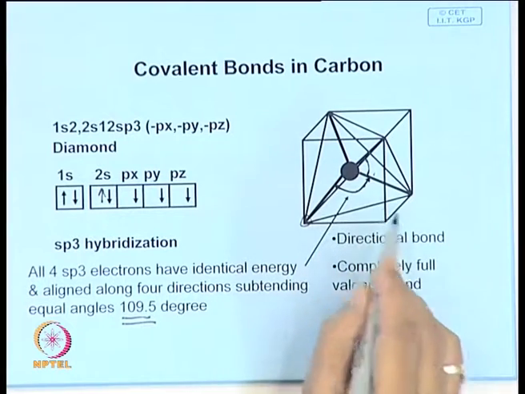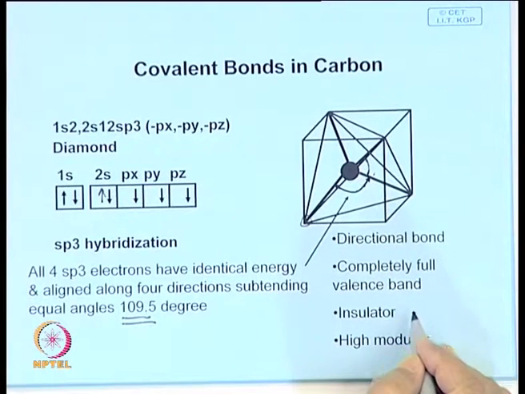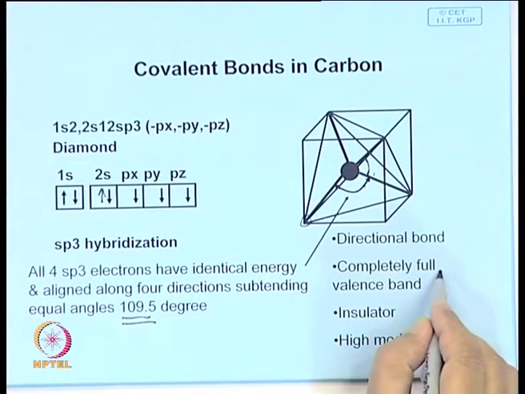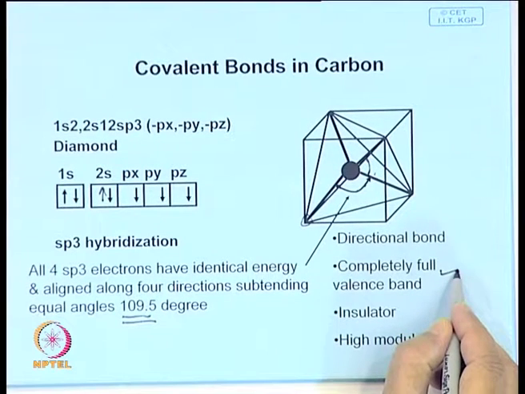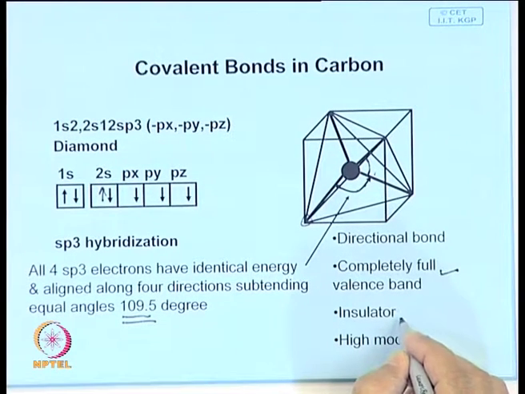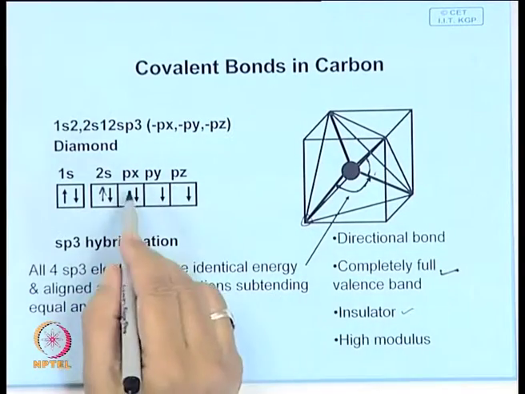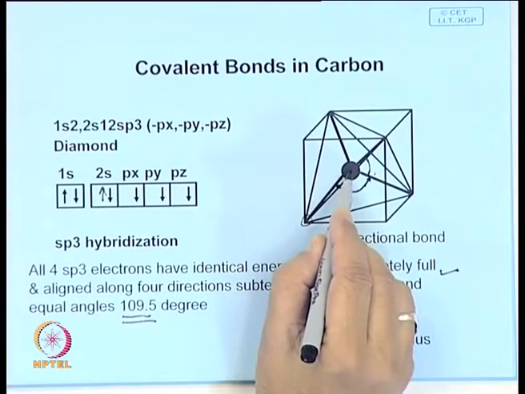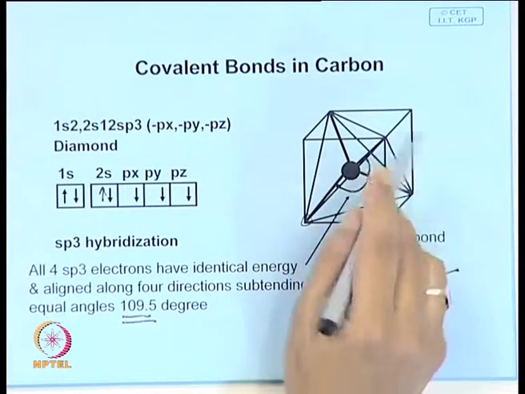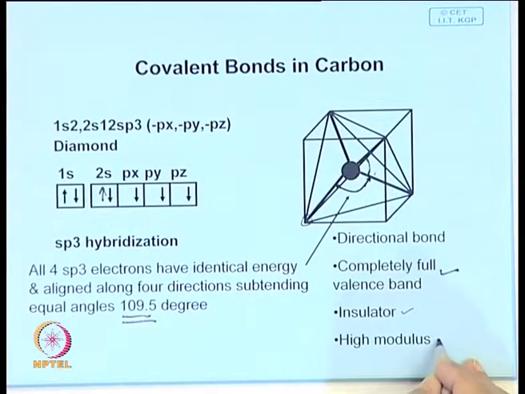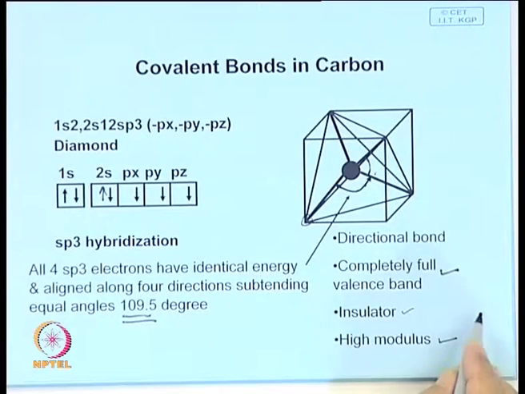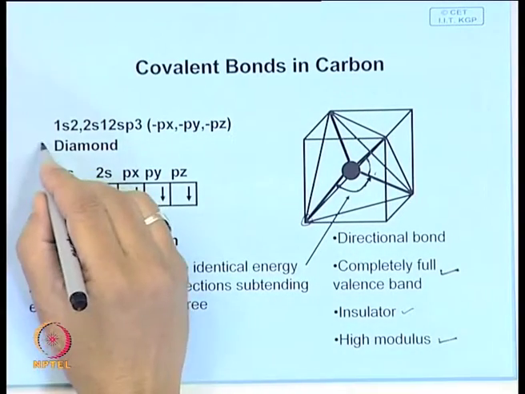Now, this type of bond is highly directional. It has a completely filled up valency band. So, therefore, there is no electron to carry charge. Therefore, it is an insulator, it has insulating property, and this bonding is extremely strong. The distance between carbon to carbon atom is very less. So, therefore, it has high modulus. So, this is the structure you get in diamond.